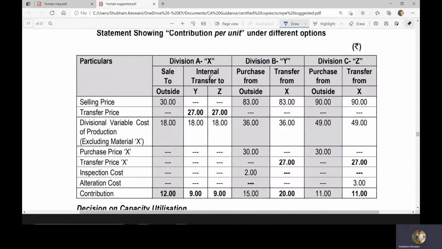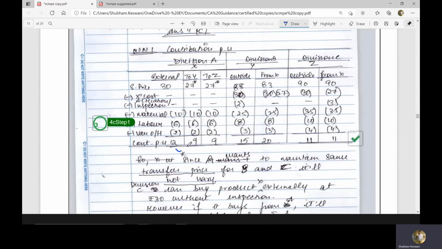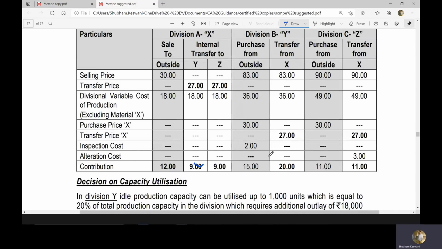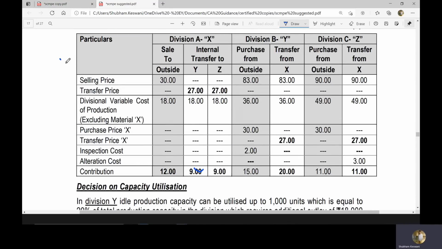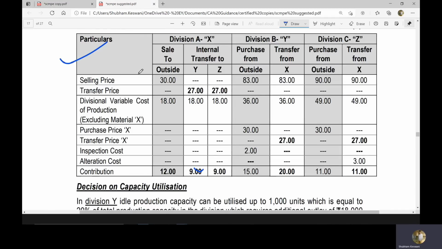Now if you see the statement showing contribution per unit, my statement would be similar: 12, 9, 9, 15, 20, 20, 11. So yeah, 12, 9, 9, 15, 20. Now this matches my answer with the suggested answer. And if you ask me the reason why, it's because I had just practiced a question on a similar pattern that is there in the study material.